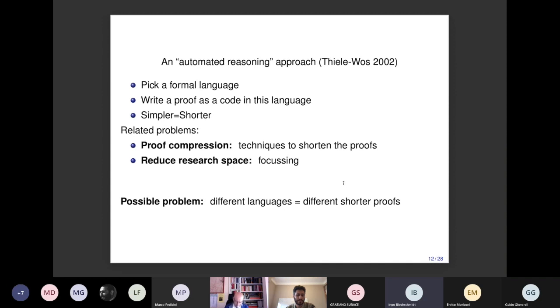It may be. I'm not too much inside this approach to the problem. So it might be possible that, as you say, there is no big gap between the two. But might be, yes.